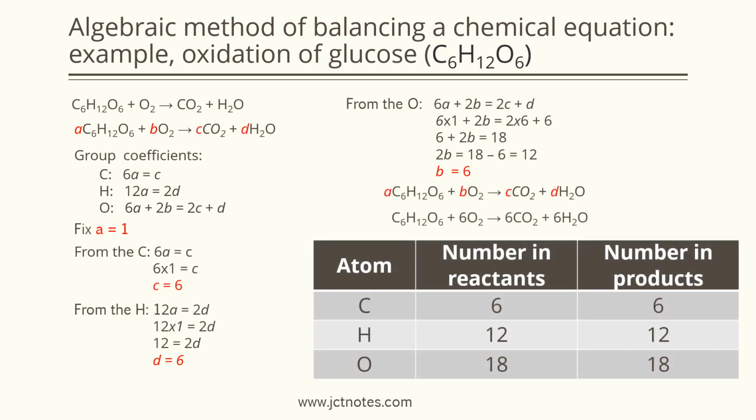Putting all together, we have the same equation as using the traditional method. And the number of atoms in reactants and products is the same. You can check it by following the same steps as in the traditional method.